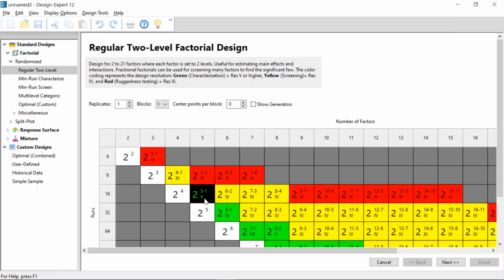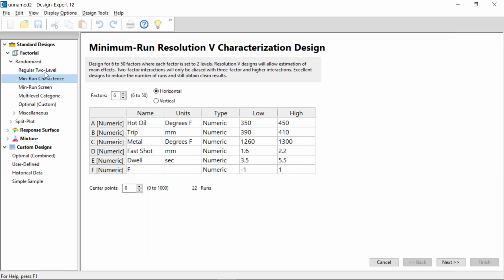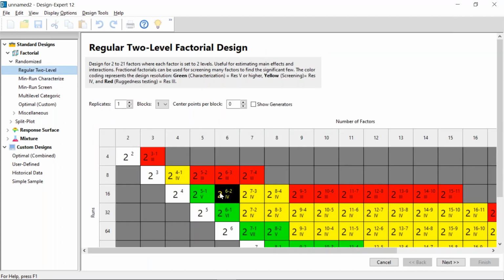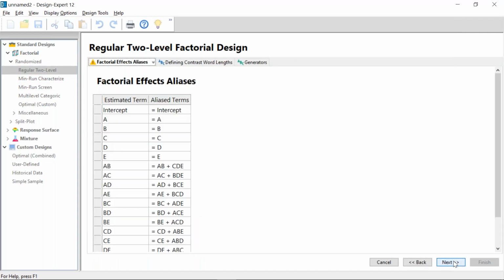It's a green design, so it should resolve interactions. It's actually a natural minimum run resolution 5. We do have other minimum run possibilities, but this one's a natural for 5 factors. But if you had 6 or more factors, you could use one of these minimum run designs. But this one is perfectly fine. The aliasing is not bad. We've got clear estimates of main effects are aliased only with 4-factor, which we don't show. And the 2-factor interactions are clear of anything that would likely interact. The 3-factor interactions are not an issue.